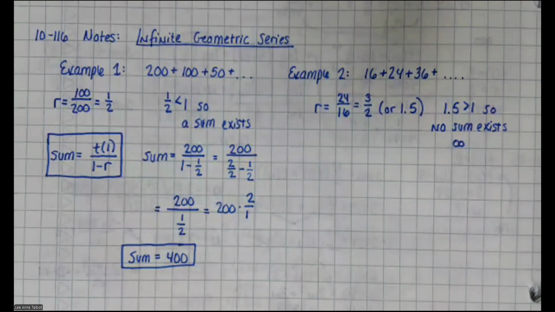You guys remember back when you got a negative square root and you just put no solution and moved on with your life? You get to do that again. So whenever the numbers are increasing or the multiplier is greater than 1, you don't have to do the problem. You just put no sum exists, infinity, and move on. Yay. It could be negative infinity too, but this one would be positive infinity because the numbers are all positive and getting bigger.